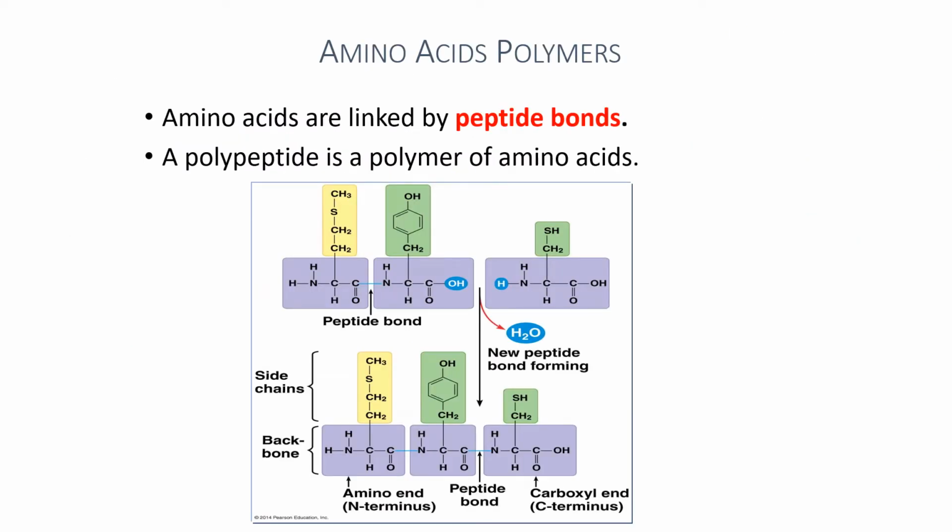Okay, so amino acids polymer. Amino acids are linked by peptide bonds in a polypeptide chain. So a polypeptide is a polymer of amino acids. Okay, so as we can see in this diagram here, it shows you the formation of a polypeptide.